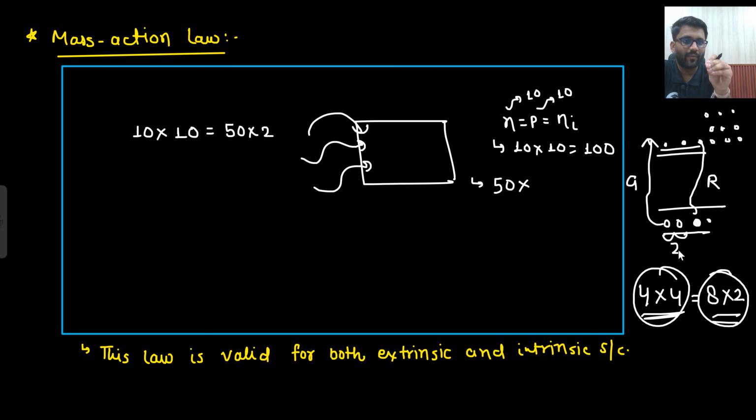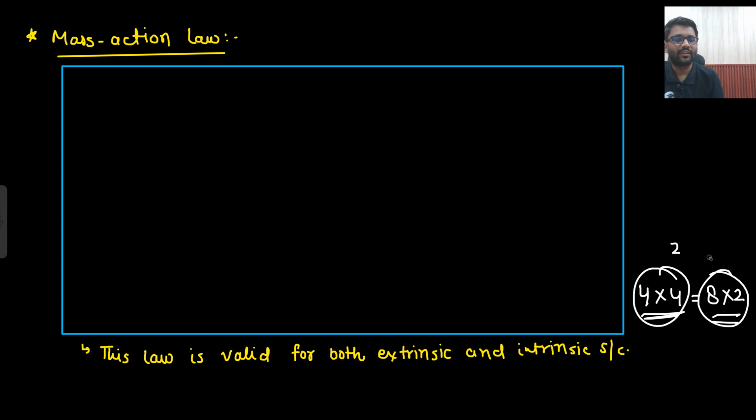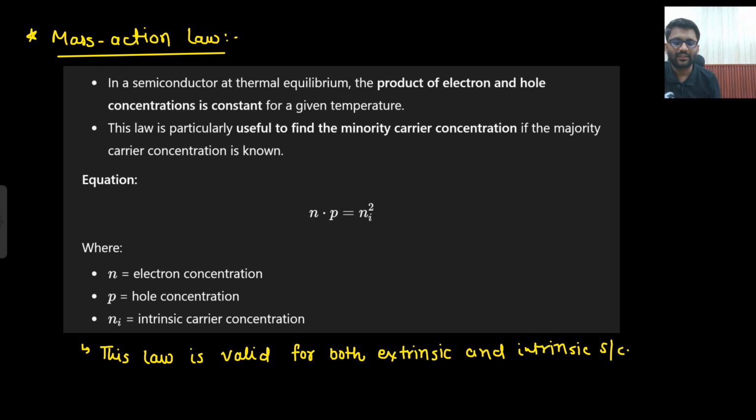So at thermal equilibrium, the number of electrons multiplied with the number of holes will always be constant. This is the theory that has been written and we will use it in the problems. You will be able to understand, don't worry. This law is valid for any kind of semiconductor. So this is the complete theory that has been written. In a semiconductor at thermal equilibrium, the product of electron concentration and hole concentration will be constant.